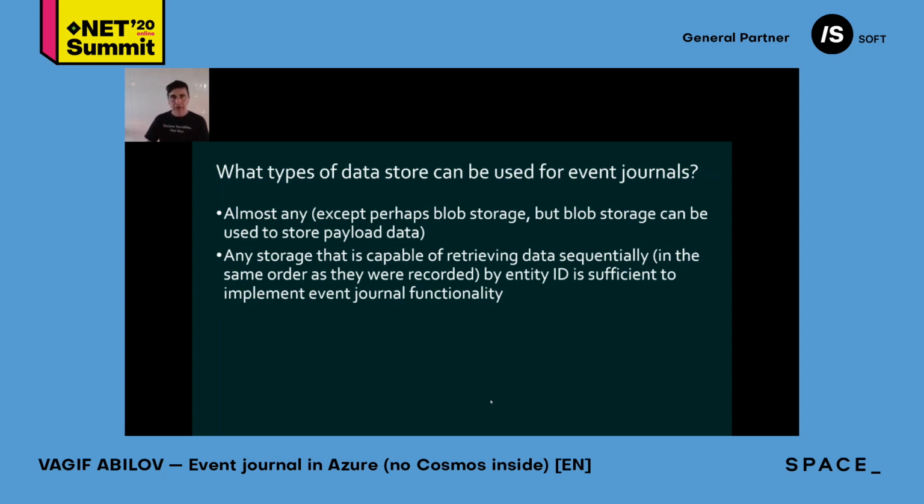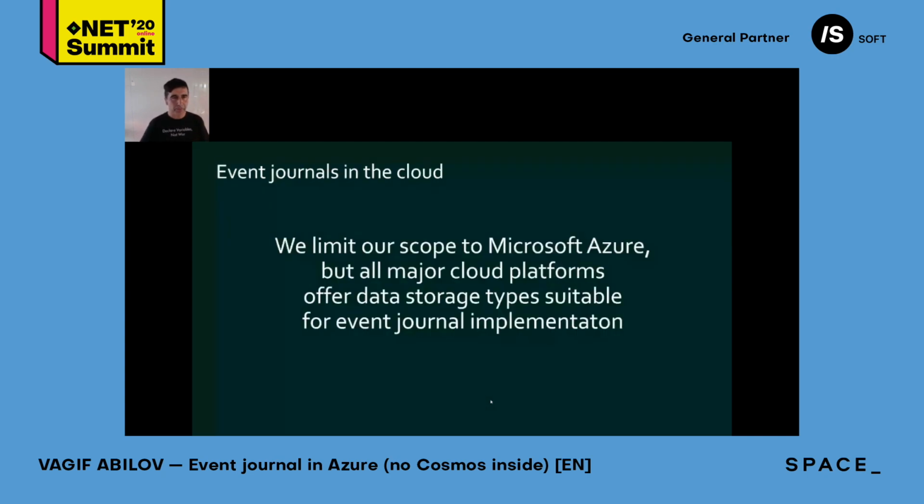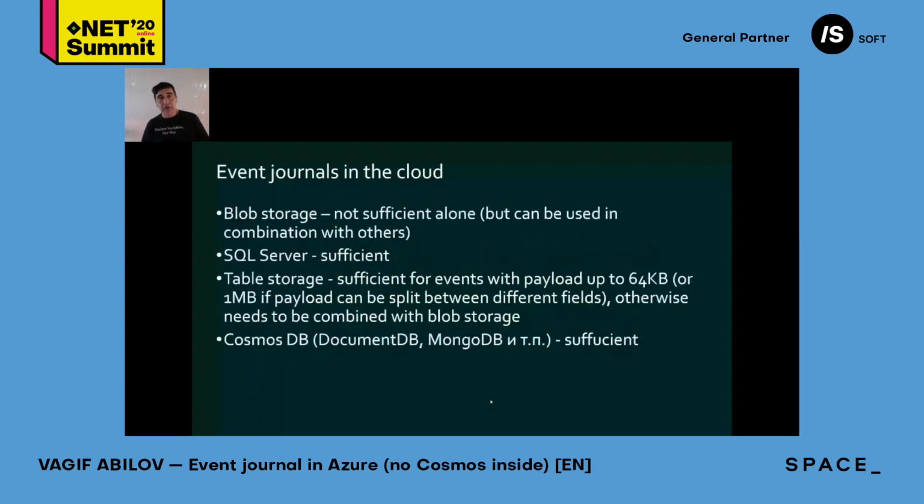So today, there are good reasons for putting event journals in the cloud, because storage is cheap. Often when you need event journals, when it's not an event source-based system, you only need to store millions of events in your system, then it will be extremely inexpensive just to put it somewhere in blobs and table storage and use it occasionally. If your system is event source-based, of course, you'll be using it all the time. But again, there are some quite efficient and inexpensive choices with much better SLA, I guess, than you will have on premise in your organization. So we limit our scope to Microsoft Azure, but all major cloud platforms offer some storage types that are suitable for event journal implementation. So what options do we have in Azure?